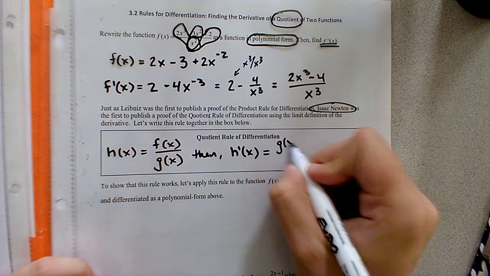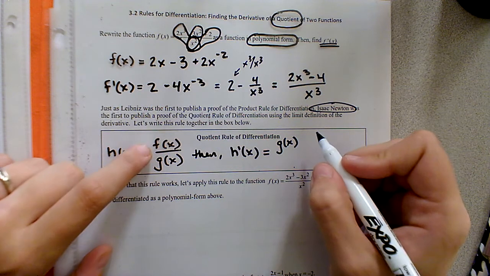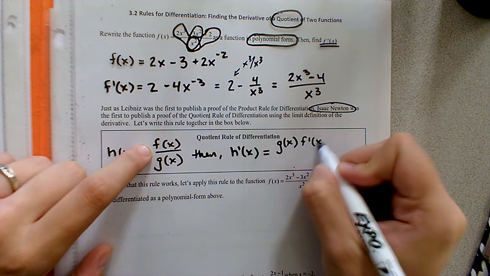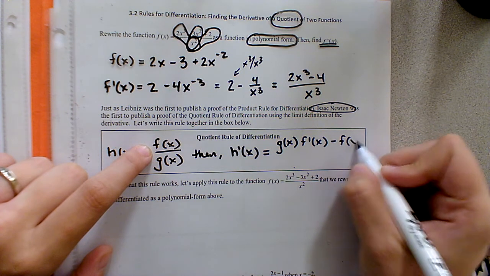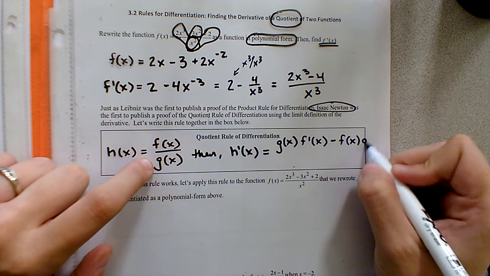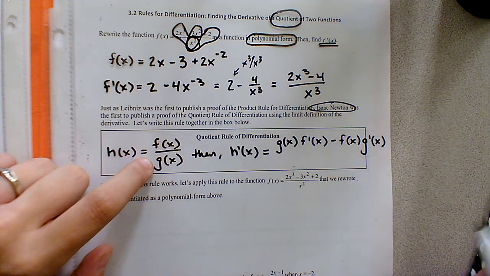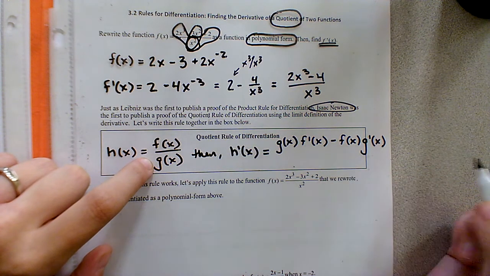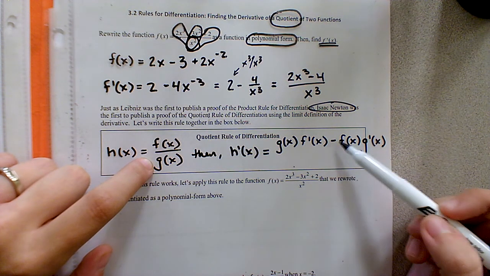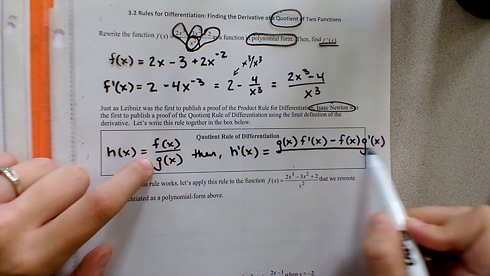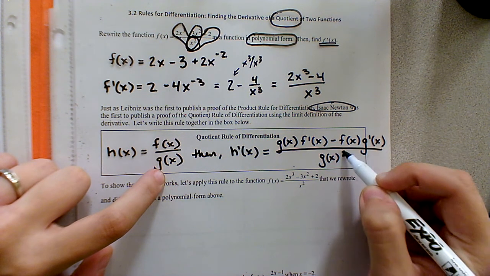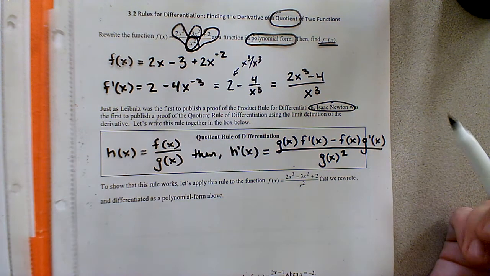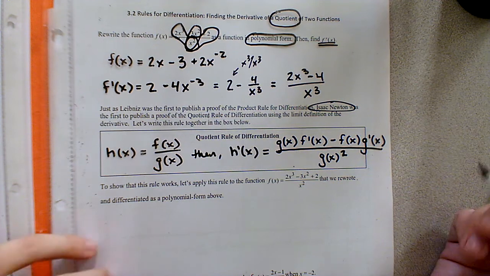So our quotient rule is the bottom function g of x times the derivative of the top function, so we can write that as f prime, minus the top function times the derivative of the bottom function. So right there, it kind of looks similar to a product rule, just instead of adding, we're subtracting. So there's a nice little pattern. And it's all over the bottom function squared. So again, rather extensive, but when we go through our little shortcut phrase, hopefully it will help you remember it.